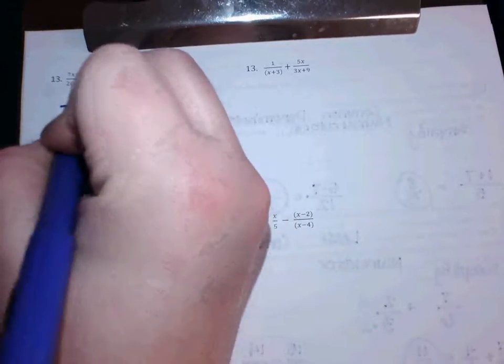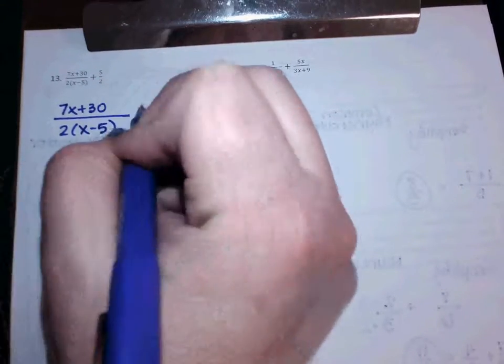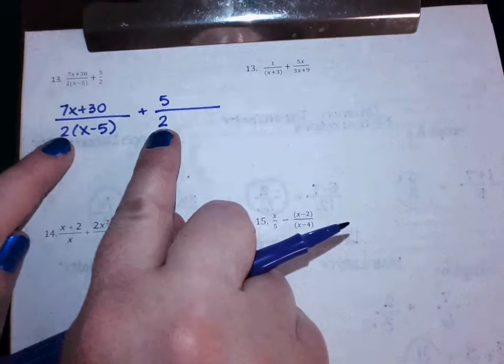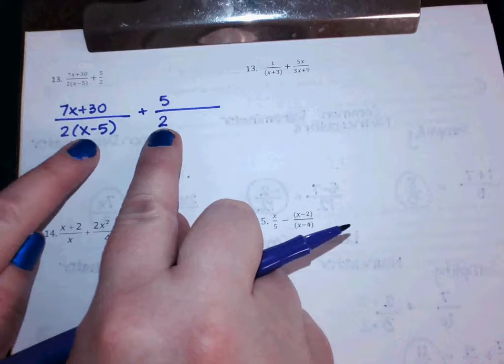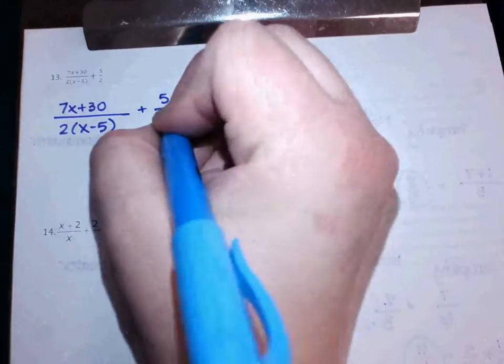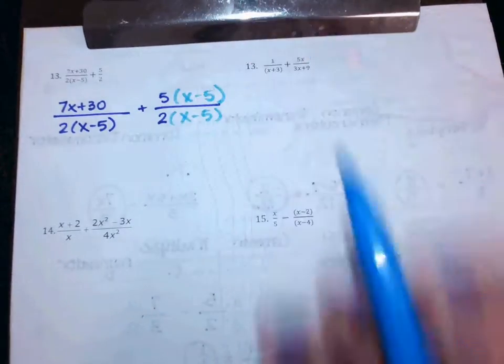So, looking at the bottom, I'm going to rewrite it a little bit bigger. 7x plus 30 over 2x minus 5 plus 5 over 2. Okay, look at the denominators. What do they have in common already? They both have a 2, so that's a good start. This one has an x plus 5, this one doesn't. That has to be fixed. When I multiply by x minus 5 on the bottom, where else do I need to multiply it by? On the top, so x minus 5 here, x minus 5 here.